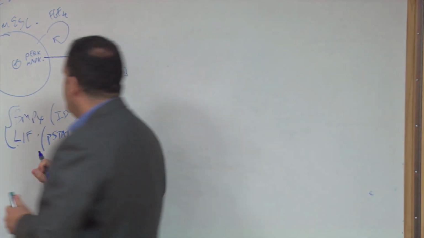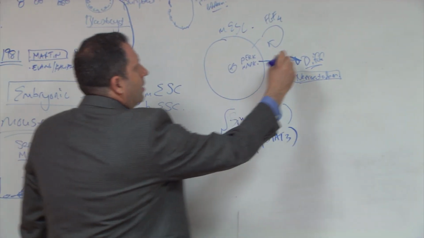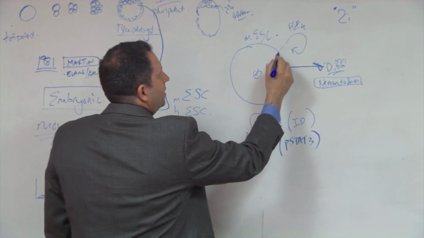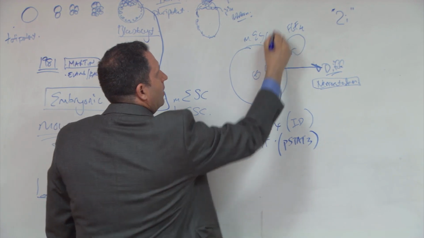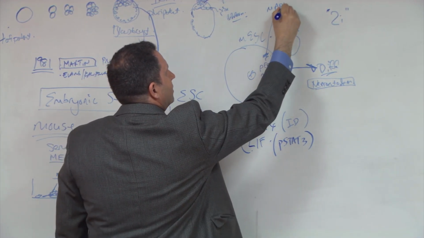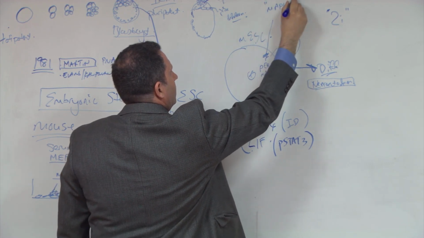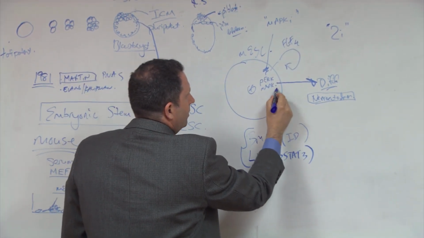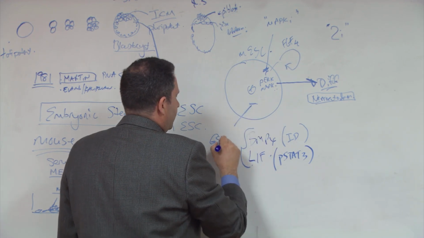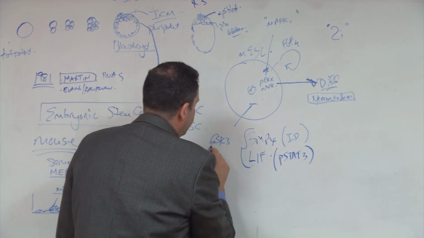He discovers conditions which we now call 2i, with two inhibitors. One inhibitor blocks MAP kinase ERK signaling, and another inhibitor blocks GSK3 or GSK3 beta.